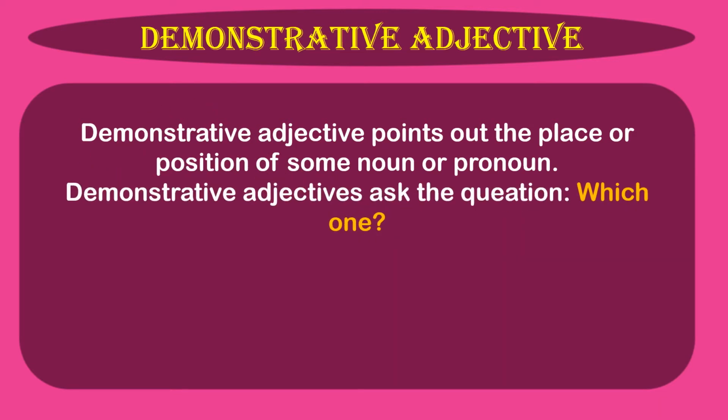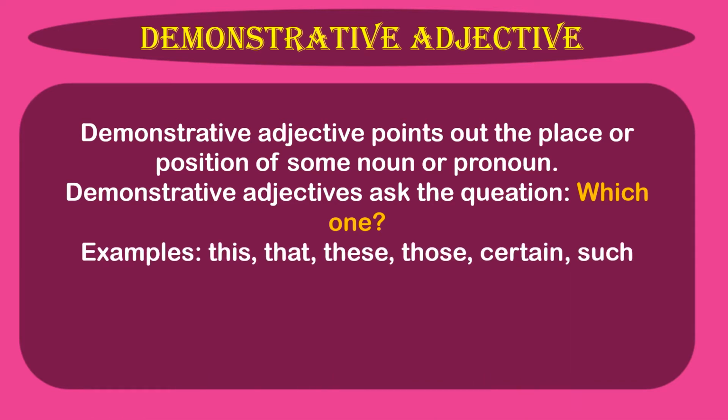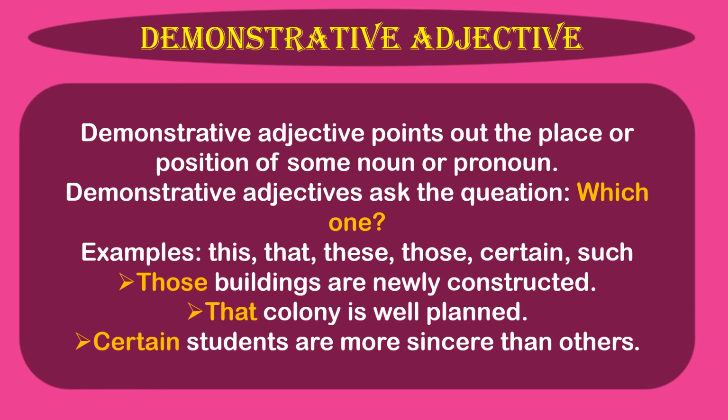So they ask a question, and the question is which one? Examples are this, that, these, those, certain, and such. Those buildings are newly constructed. Which buildings? Those buildings. You are pointing out the place or position of those buildings. That colony is well planned. Which colony? That colony. Certain students are more sincere than others. Which students? Certain students. So these are the examples of demonstrative adjectives.